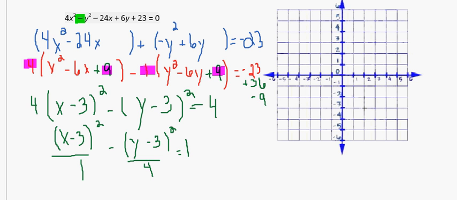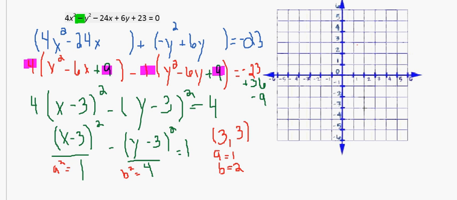Okay, so now I'm ready to pick out my center of my hyperbola. First of all, this is definitely going to be a horizontal hyperbola because the x comes first. So the center, remember to take the opposite of the h and the opposite of the k. So the center is 3, 3. And remember, in a hyperbola, the a comes first. So that's my a squared. And my b squared is 4. So in this case, a is 1 and b is 2.